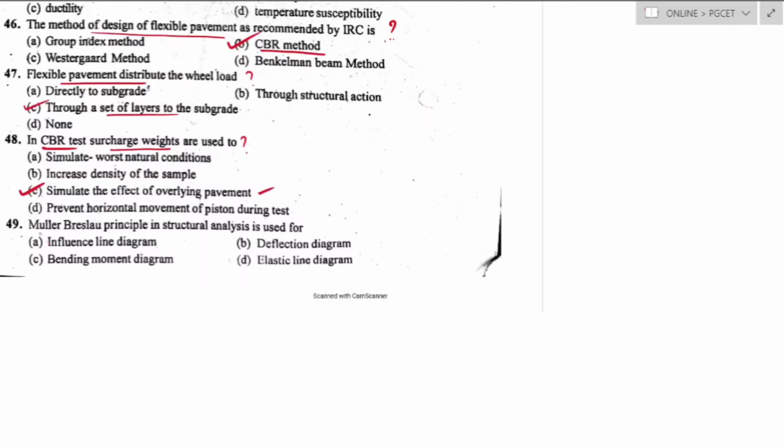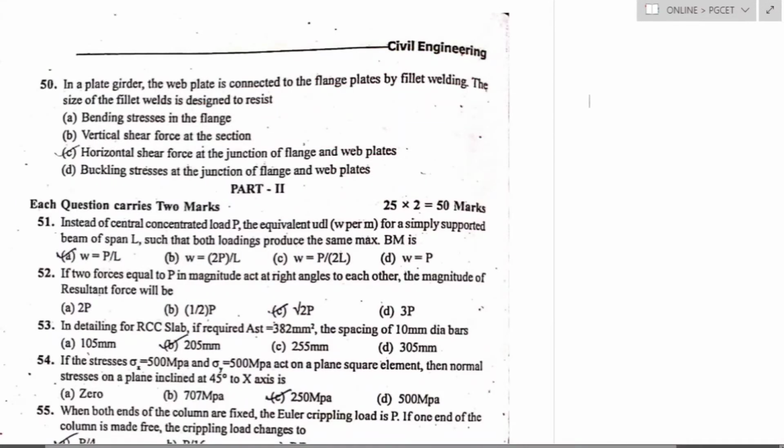Question number 49. Muller-Breslau principle in structural analysis is used to. So this principle is used to determine the influence line diagram. Influence line diagram for any force function is used for both statically determinate and indeterminate structures. So option A is the right answer.